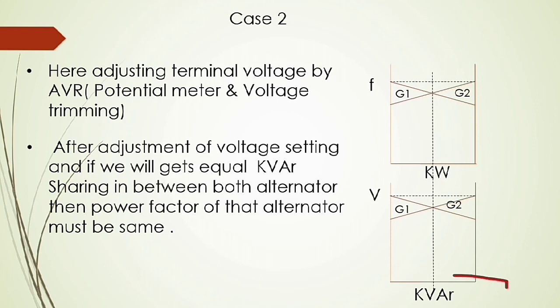How do we adjust the terminal voltage? In my previous slide you saw the variation in the voltage, but here the voltage will be almost equal, or exactly equal. This is done by the use of the AVR. The AVR adjusts the terminal voltage either by using a potentiometer or by using a voltage trimmer. For a small voltage drop we use the voltage trimmer, and for a large voltage drop we use the potentiometer.